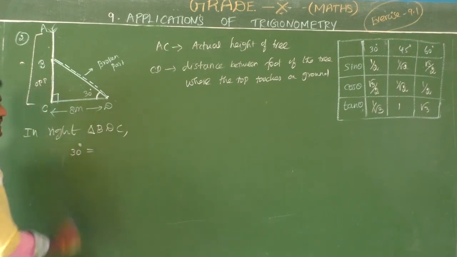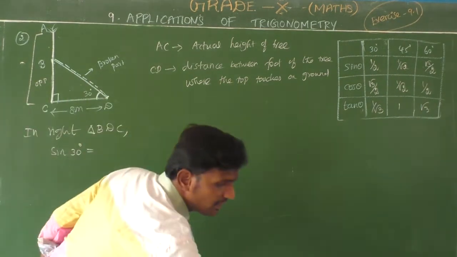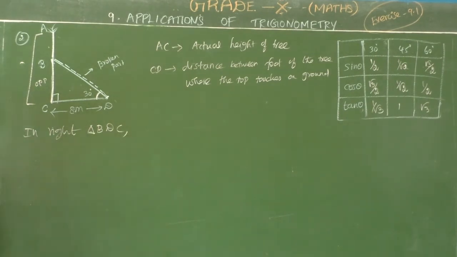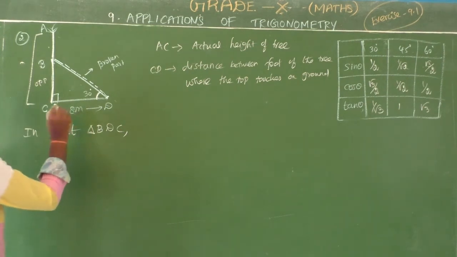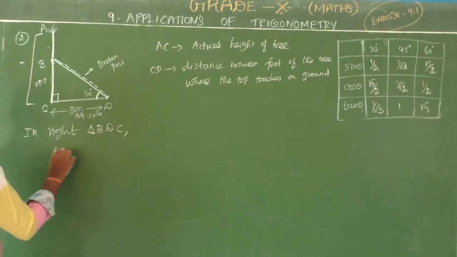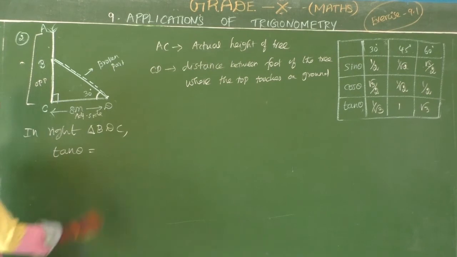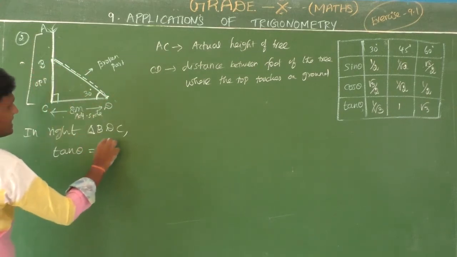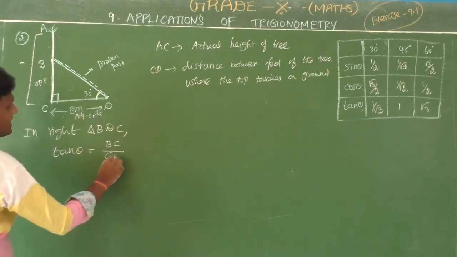Yes, always take anything, it's not a problem. If you need sin theta, take it. Sin 30 degrees equals... no, we can't take sin theta. Why? Because you don't have the hypotenuse or the opposite side. You have only the adjacent side. So from that we need to take tan theta. So tan theta equals opposite side divided by adjacent side. So in the triangle BCD, you have the opposite side BC divided by the adjacent side CD.